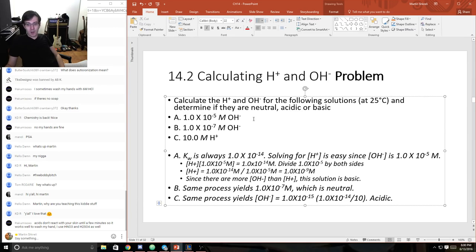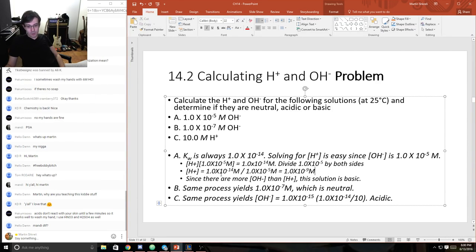And again, they add up to that special number, negative 14th, and that special number is going to be really important. And of course, since there are more OH ions than H plus ions, this is a basic solution.